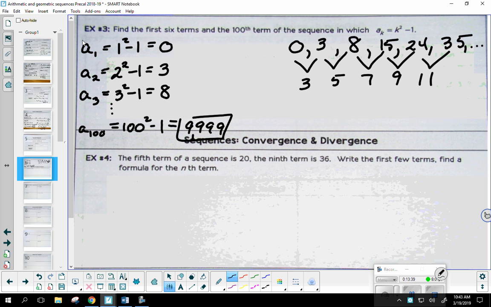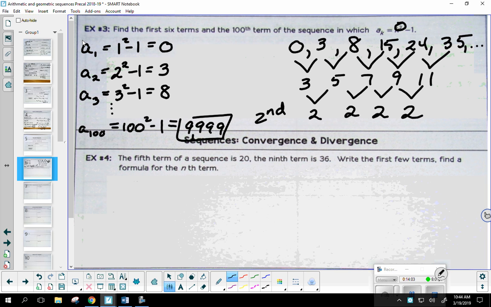So now let's subtract these. 5 minus 3, 2. 7 minus 5, 9 minus 7, and 11 minus 9. See, now I've got a consistent number showing up over and over again. Because it was the second time that I subtracted to get that, I know that my expression has to be a quadratic. It has to be a power of 2.